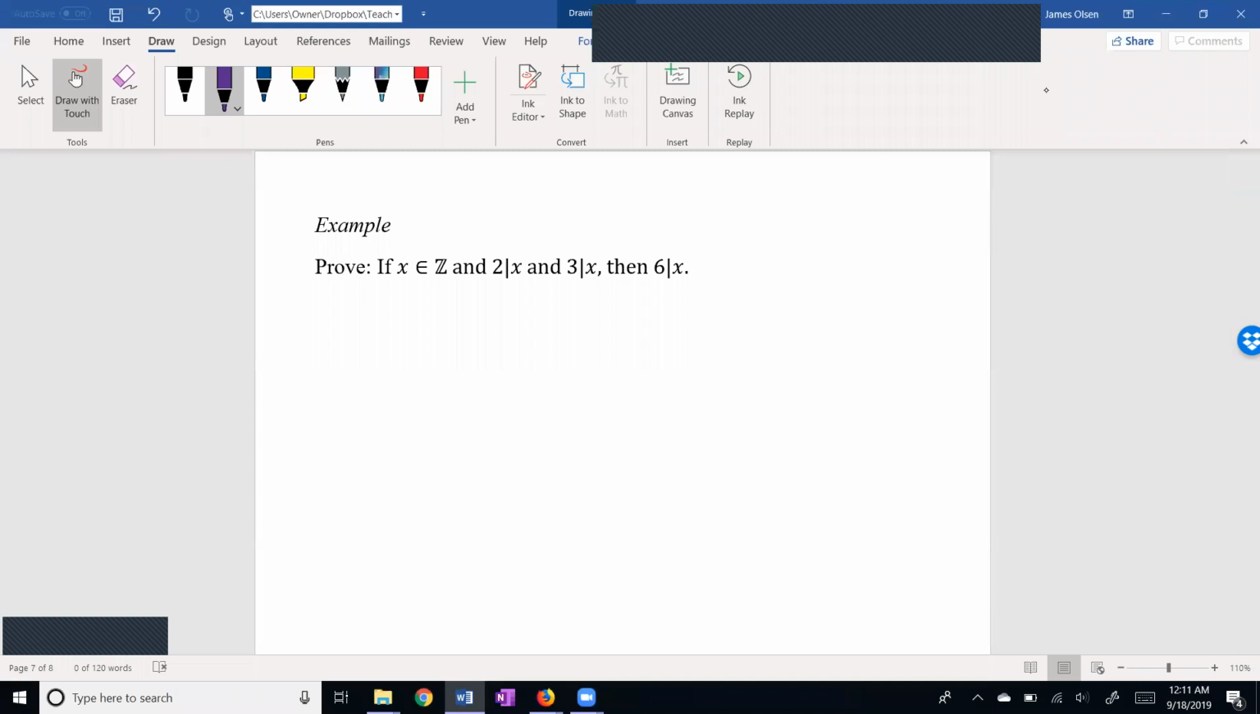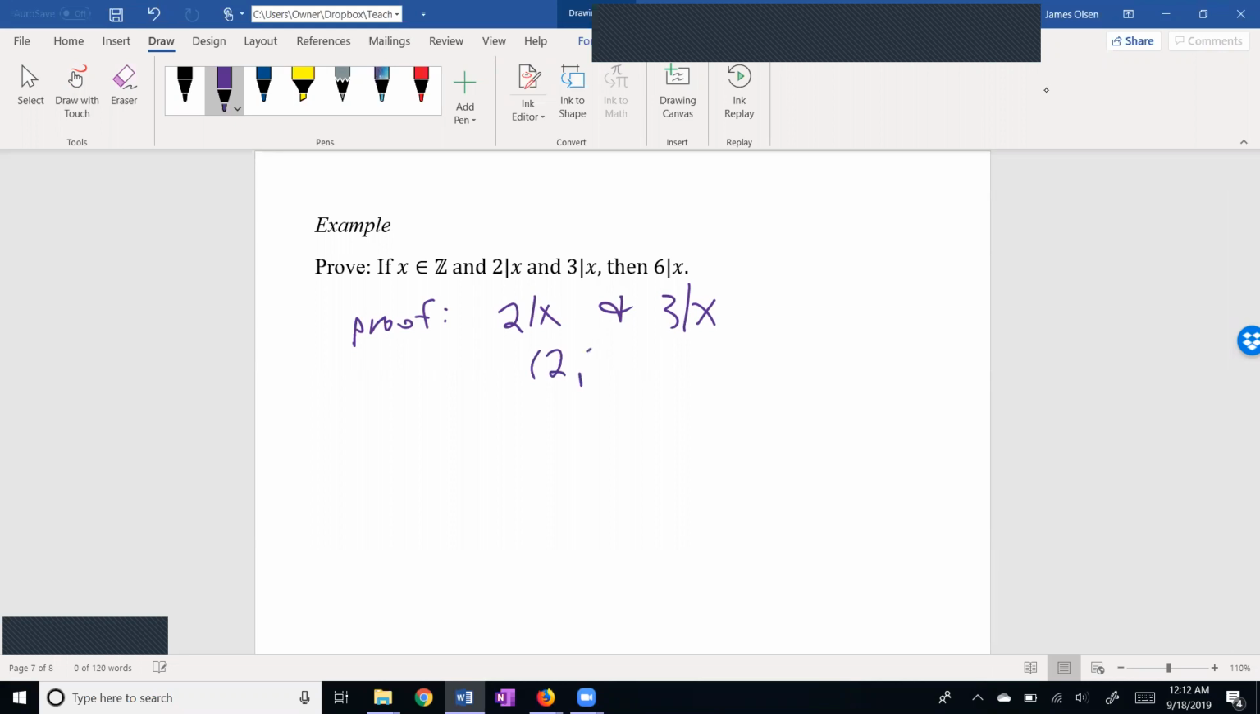Now let's prove the divisibility test for 6. If x is an integer and 2 divides x and 3 divides x, then 6 divides x. This proof is going to be very straightforward and very short. 2 divides x and 3 divides x. Very typical in a proof that you start with your given information.